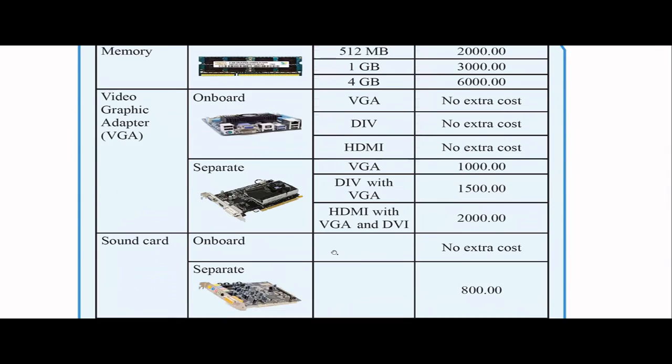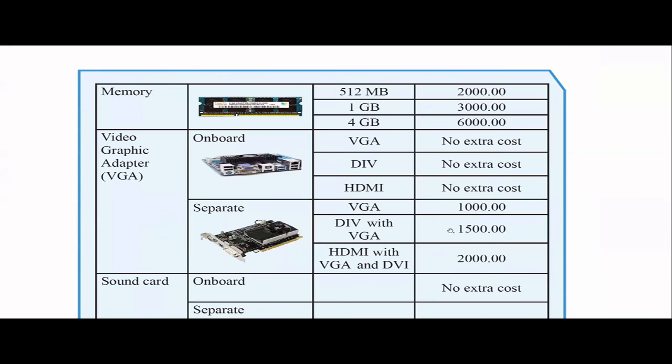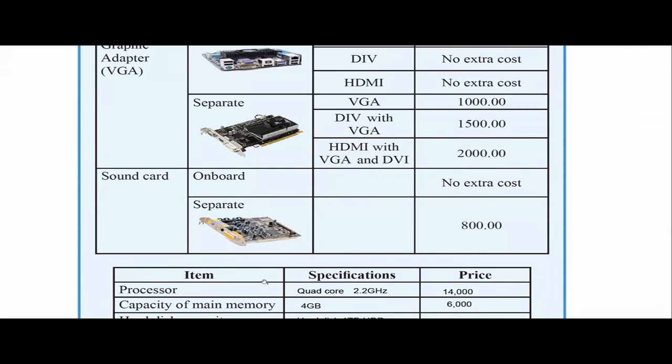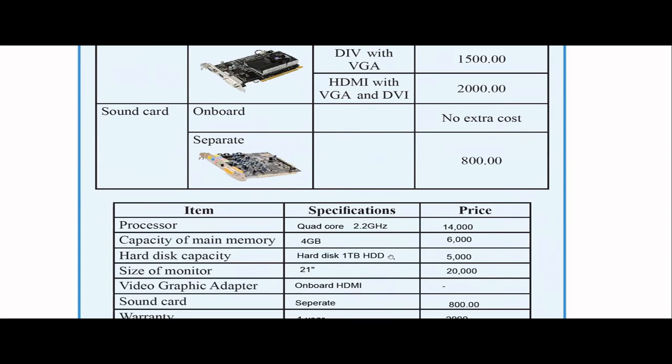And the size of the monitor, there are three sizes here. 17, 19, 21. So I will go with the biggest size. It's 20,000. So if you don't have enough money to buy that one, you can go for a lesser size of the monitor. No worries. Then about the video graphic adapter, right? So here I'm not very much into games, so I will just go with the onboard one. If you want to go with VGA or HDMI, anything is okay, right? There is no extra cost if it's onboard. But if you're doing it separately, if you want, you can go with this option. No worries, right?